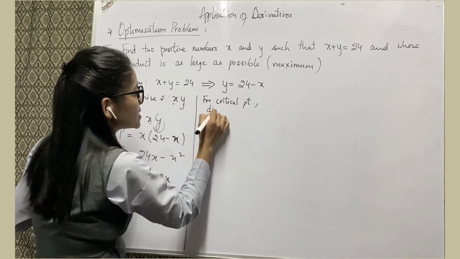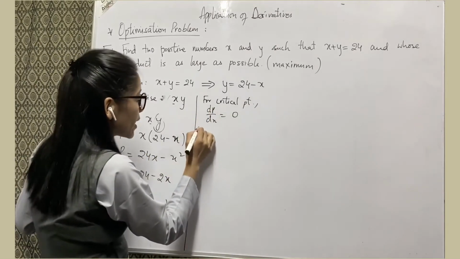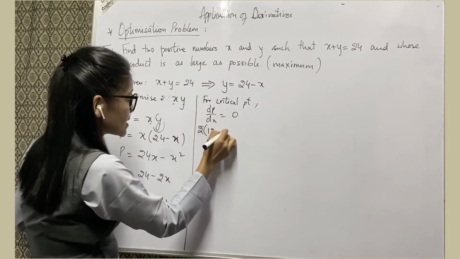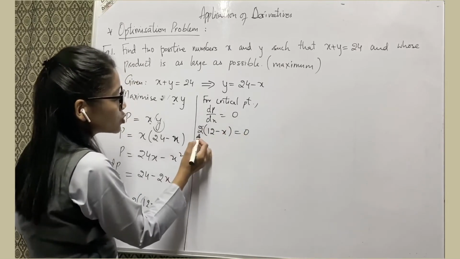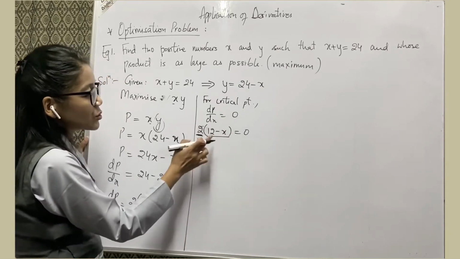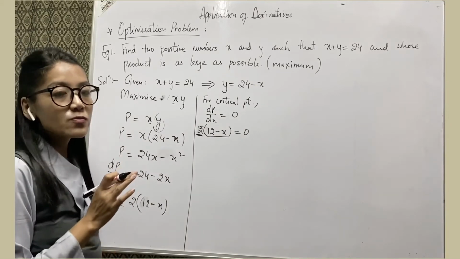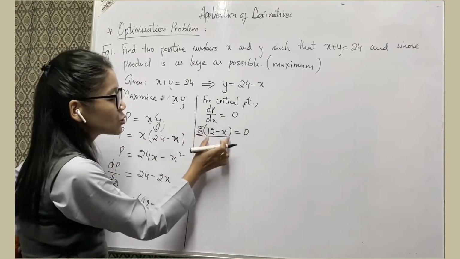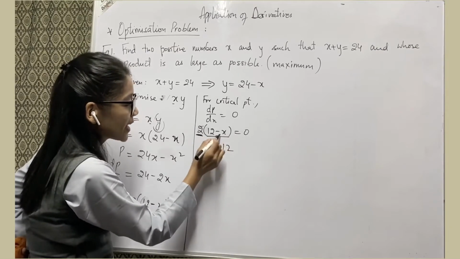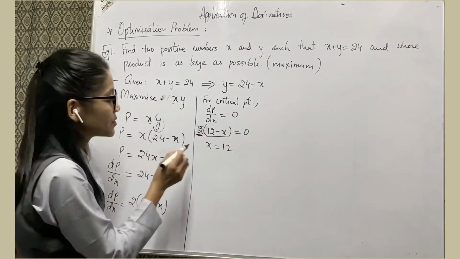Okay, dp by dx is equal to 0. So therefore I have 2 into (12 minus x) is equal to 0, right? So 2 is a non-zero term, so when I say that the product of these two is equal to 0, then either one of them has to be 0, only then this equation is valid. So 2 cannot be 0, so this term has to be 0, so from this I have x is equal to 12. When x is equal to 12, this term will be 0, so 2 into 0 is 0. So that is the only possibility we have, okay?